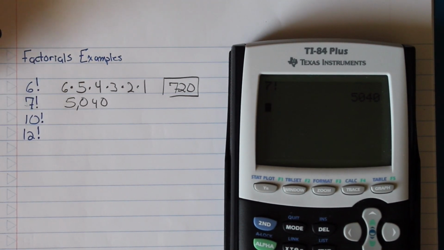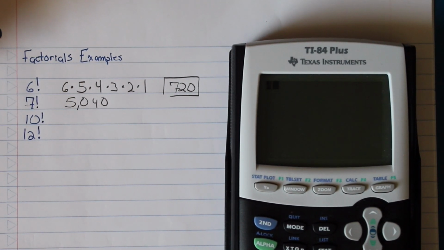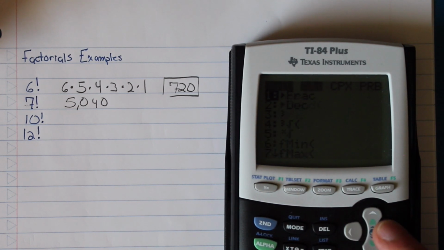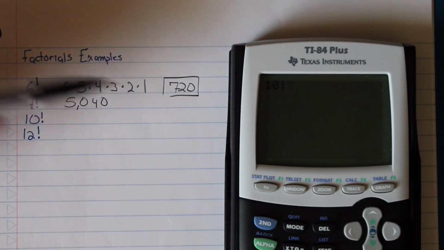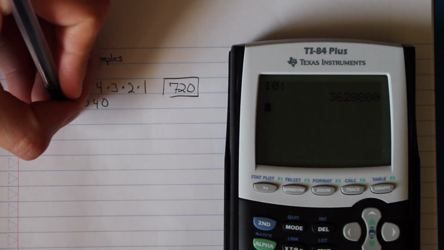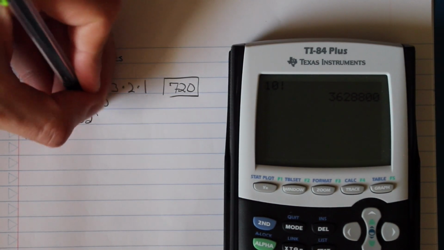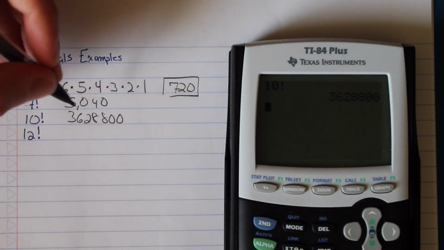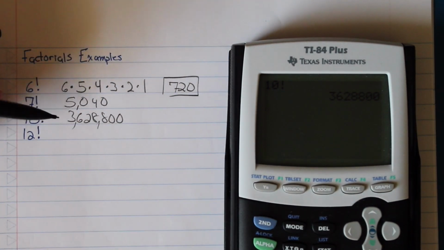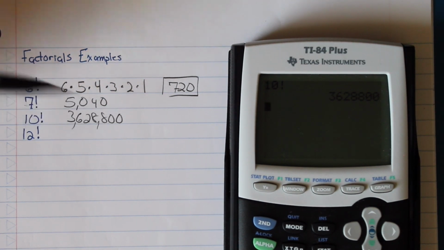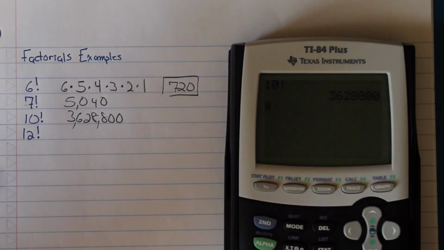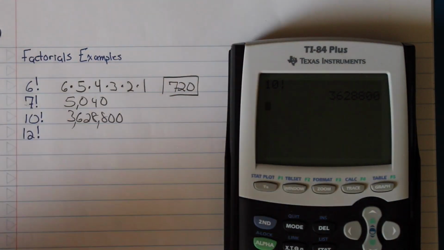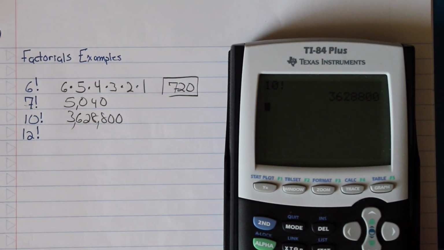So we're going to do the same thing with this one over here. I'm going to clear that and type in 10, go to Math, go to PRB, go to 4. We have 10 factorial, and that's going to be 3,628,800. That's 3,628,800 different ways of putting 10 things together. And those 10 things can be things like books or pencils. How many ways can you put those pencils in order? Something ridiculous like that is going to be in your questions.